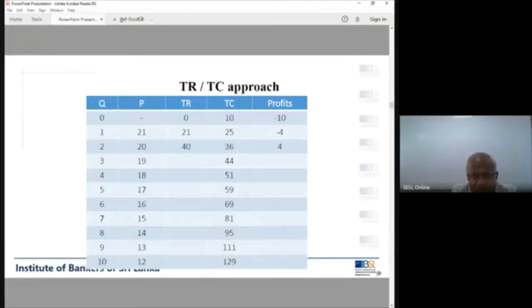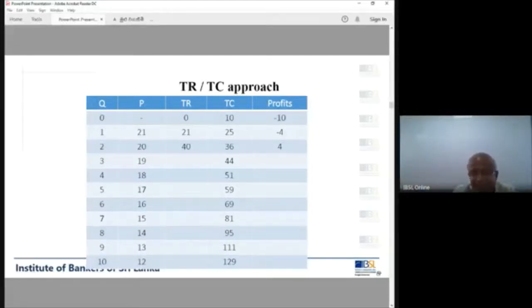At what level of output is profit maximized? Profit is minus 10, minus 4, like that you can check. Then profit increases. For example, at output level 10, revenue 120, cost 129, profit minus 9. Then at output level 9, revenue 117, cost 111, profit 6, like that. Profit goes from negative to positive, increases, and then decreases again, to negative.